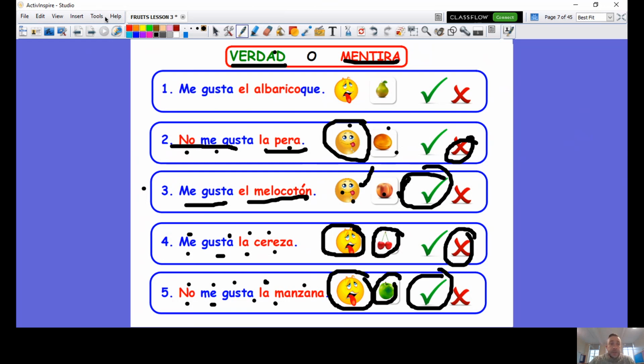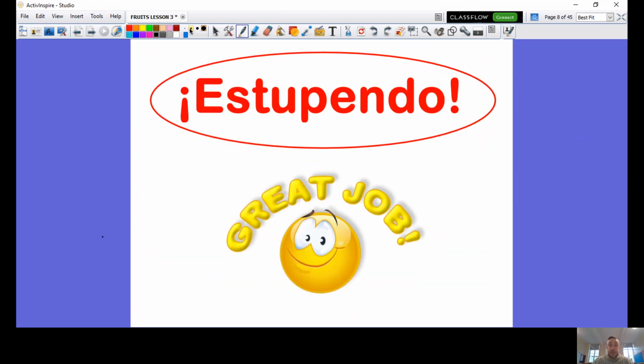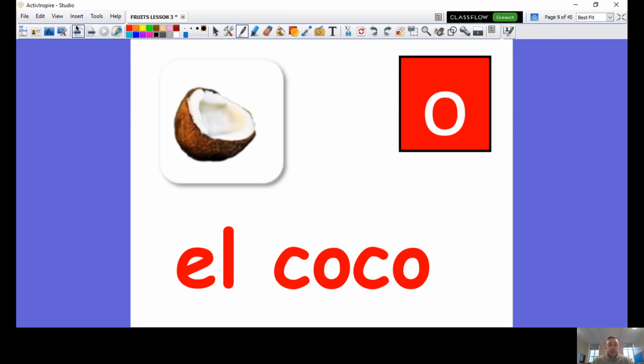Muy bien. Let's move on. Time to give yourselves an estupendo. So we're going to learn some new fruits now. These are our last fruits, and this one is a coconut.